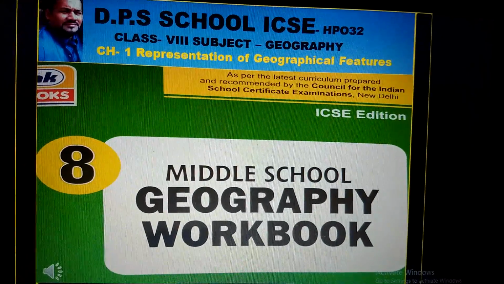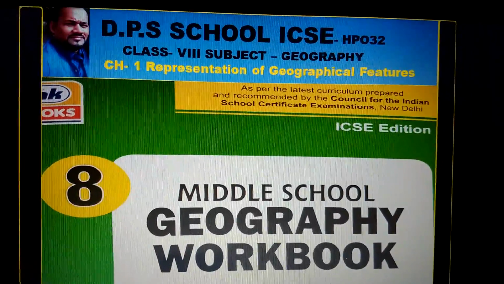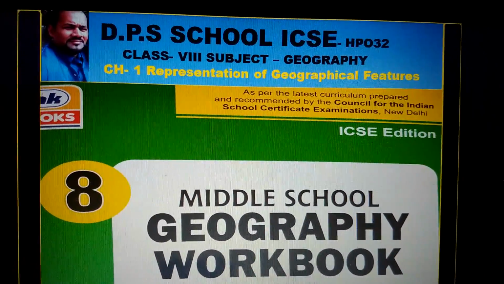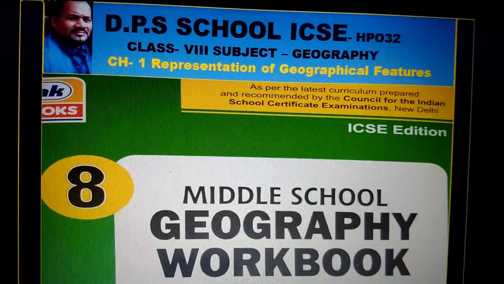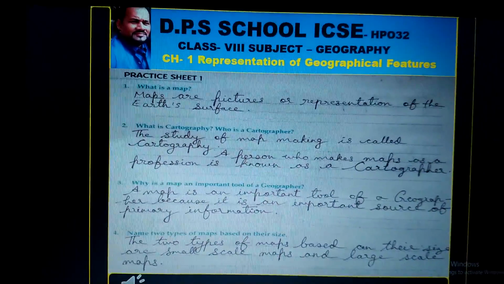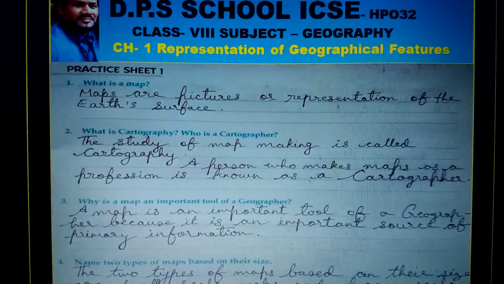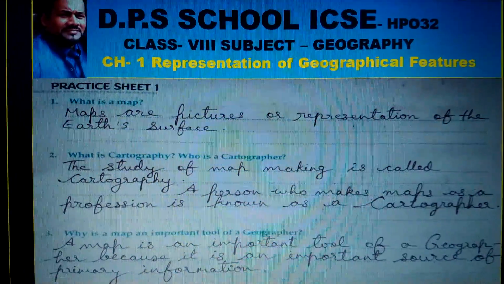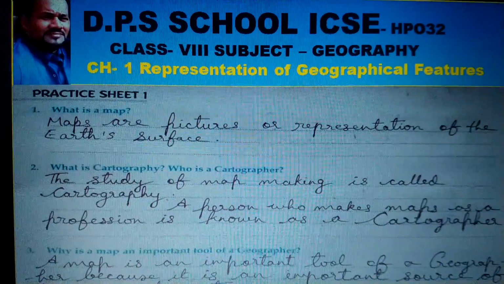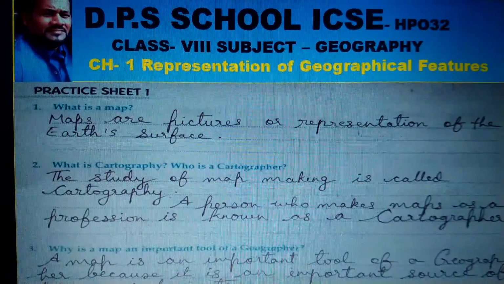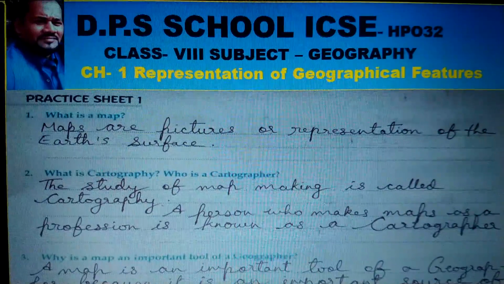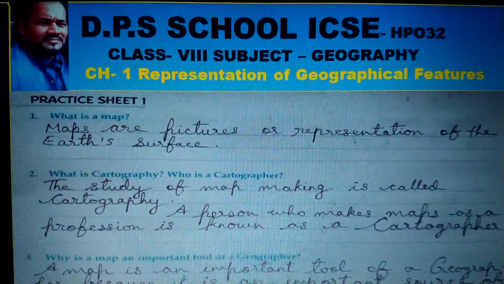As you know, I have explained to you chapter 1, representation of geographical features, and today I will be giving you the question answers. So let us see now. If you open your geography workbook, you will see practice sheet number 1. The first question, I have given you the answer. Please write the answer in your textbooks.